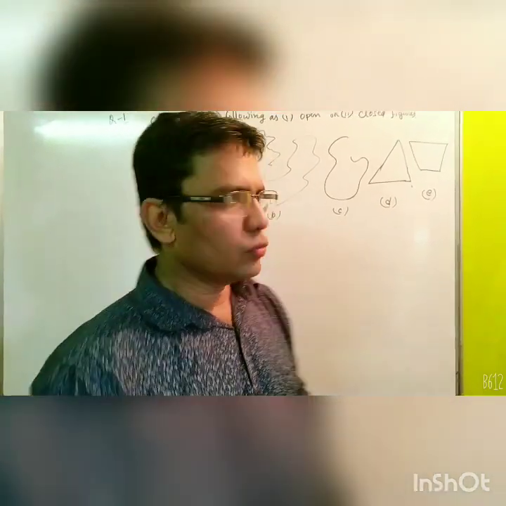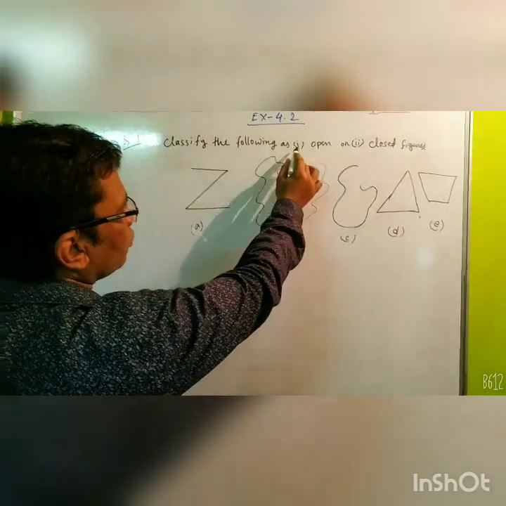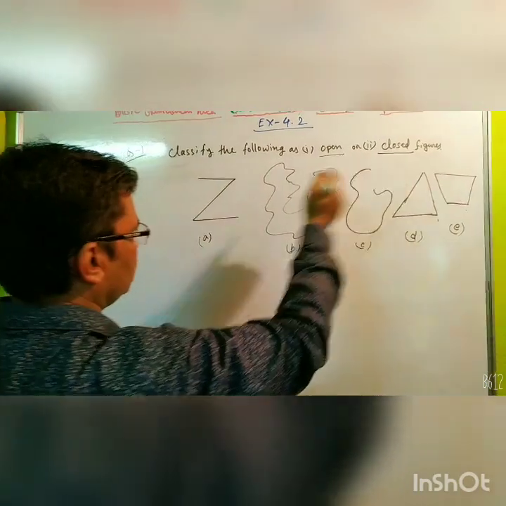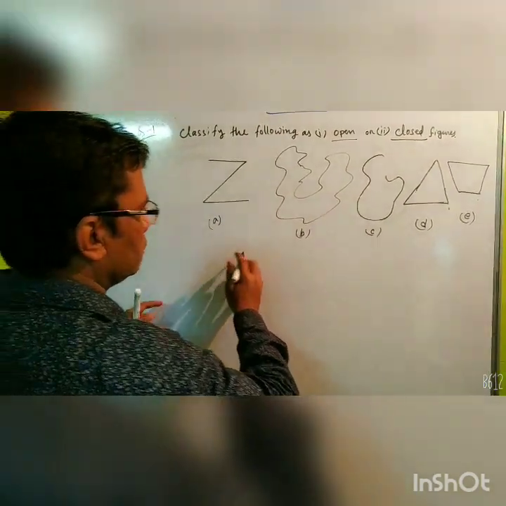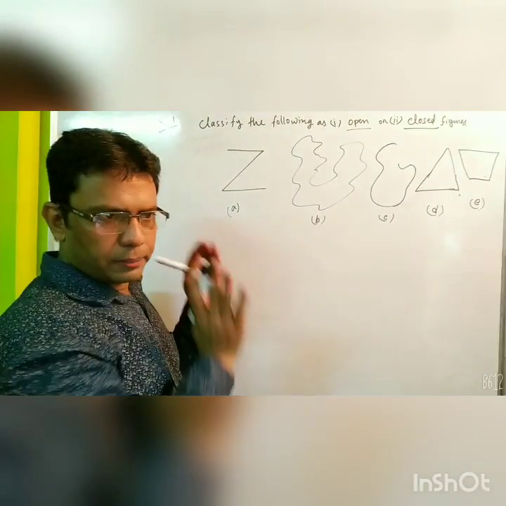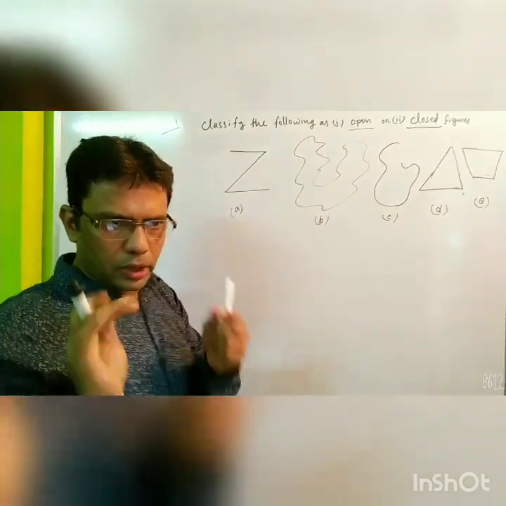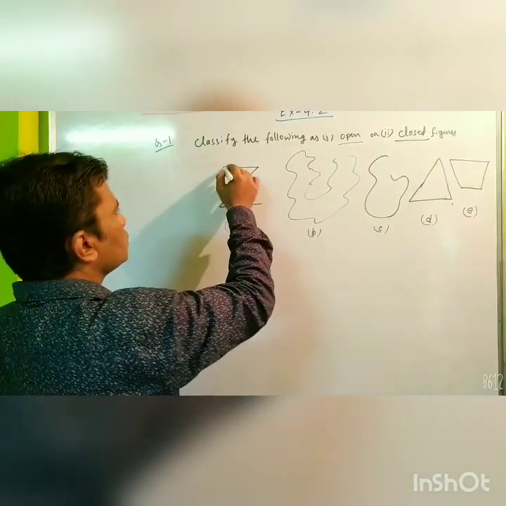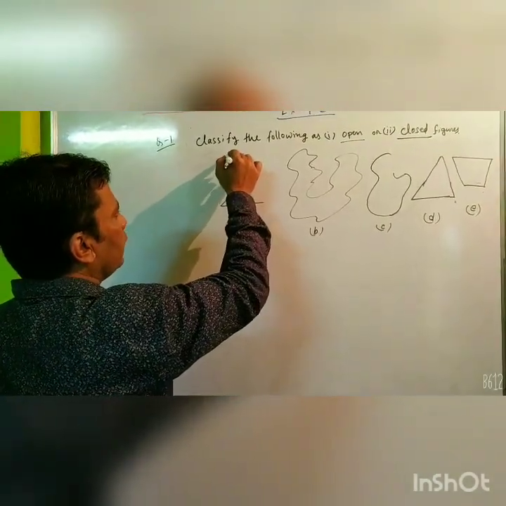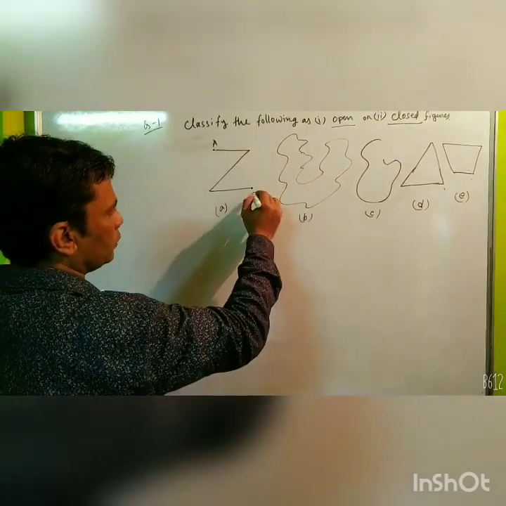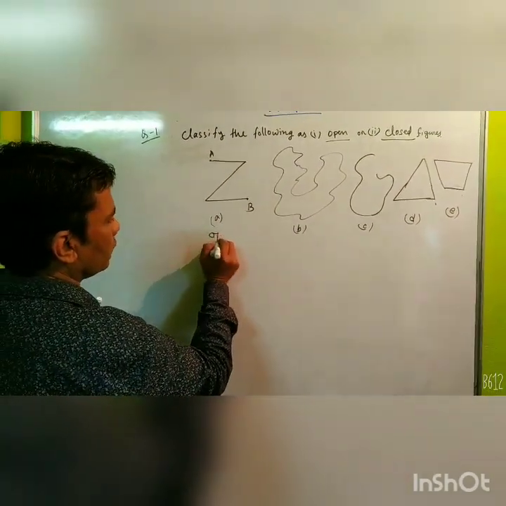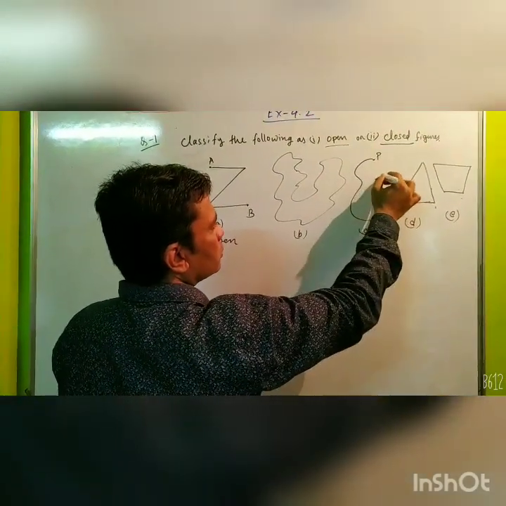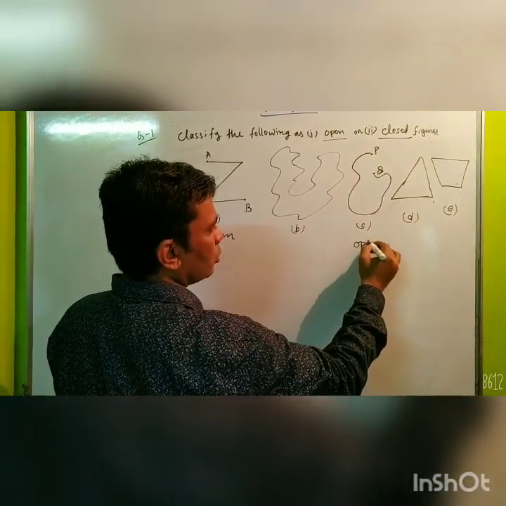Exercise 4.2. Question number 1: classify the following as open or closed figures. The first one: open means there are different beginning and end points. Suppose this is the beginning point A and this is the end point B. They are different, so it is an open figure. Similarly, this one is P and Q, so this one is also an open figure.